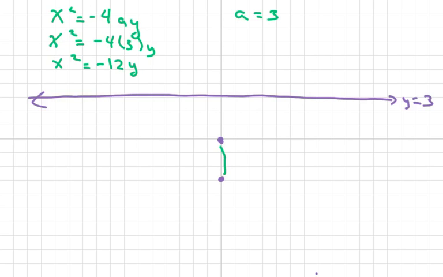That means if you want to graph this, we're just going to go from the focus, which was 0, negative 3. I'm going to take half of 12, and I'm going to go over 6. 1, 2, 3, 4, 5, 6. Over 6 here. 1, 2, 3, 4, 5, 6. And then just draw it down.